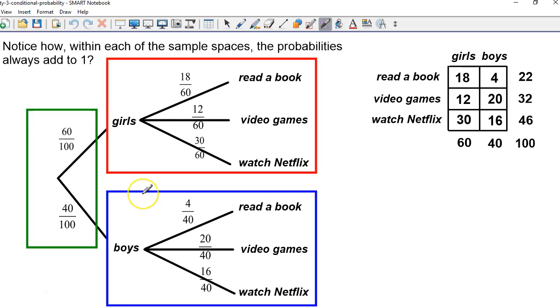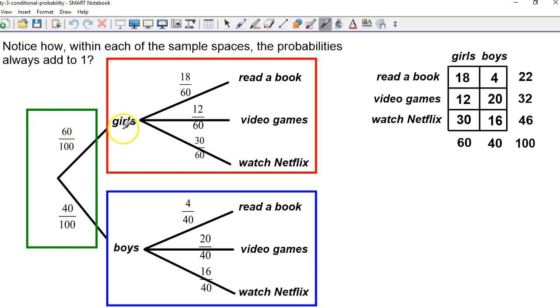Notice how within each of the sample spaces the probabilities always add up to 1, right? In the simple ones up here, 60 out of 100 plus 40 out of 100 is 100 out of 100. That's because if we're selecting a student, they're definitely going to be a girl or a boy. That covers all cases, so the probabilities add up to 100.